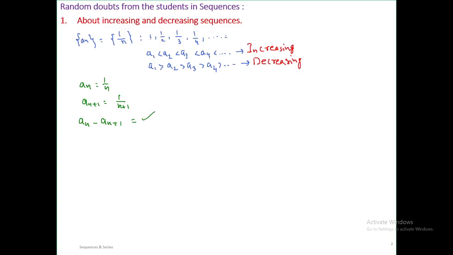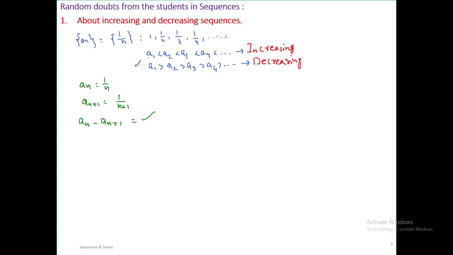You can calculate the first term, the second term, the third term like that, and you observe the terms. Look at 1 by 2, which means 0.5. So 0.5 is less than 1. Next 1 over 3, 0.33. 0.33 is less than 1 by 2. So indirectly this pattern is following, right? Therefore it is a decreasing sequence. You can conclude like this also, no problem.